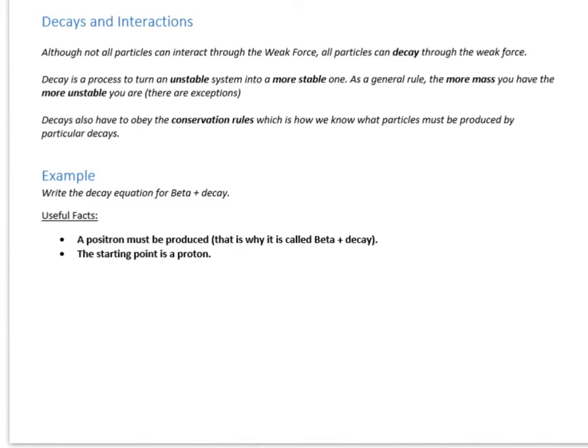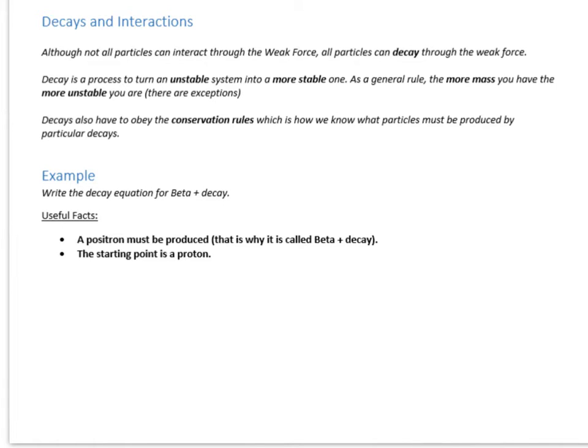Now, what does decay mean? It's a process of going from an unstable system to a more stable one. And so you may have heard of radioactive decay before. That's exactly what's happening there. These ones are going to be slightly different. A general rule of thumb that you'll find useful with these questions, though, is that if you're more massive, you are more unstable. So the bigger particles tend to decay into the smaller ones.